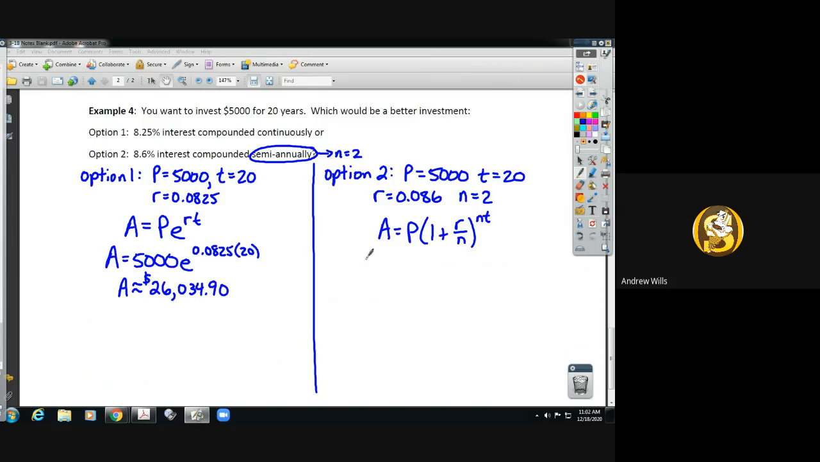For option 2, we would plug in our values. That would be 5,000 times (1 plus 0.086 divided by 2) to the 2 times 20 power. And again, we're just going to feed that to our calculator, being very careful that we type it in exactly correctly. So 5,000, open parentheses, 1 plus 0.086 divided by 2, to the 2 times 20th power.